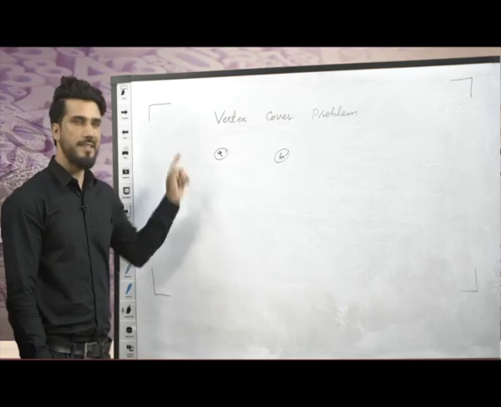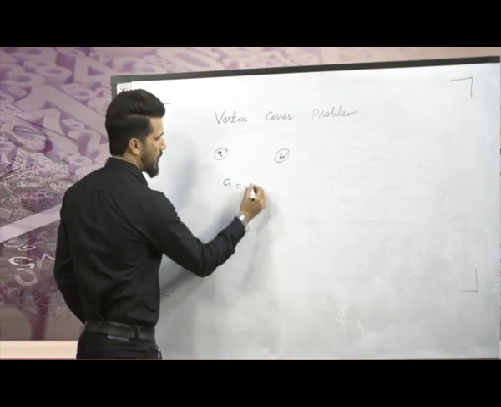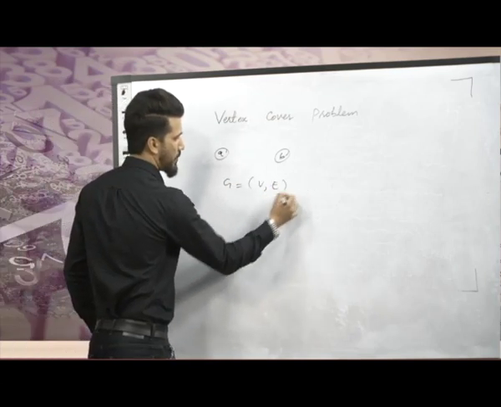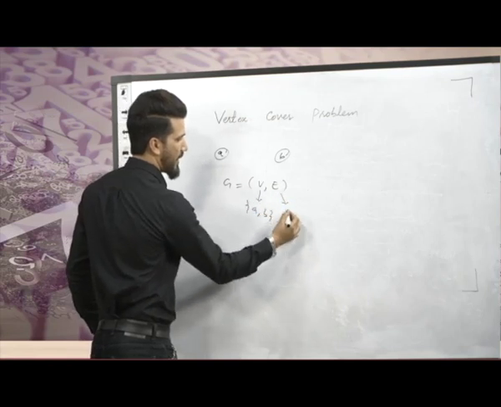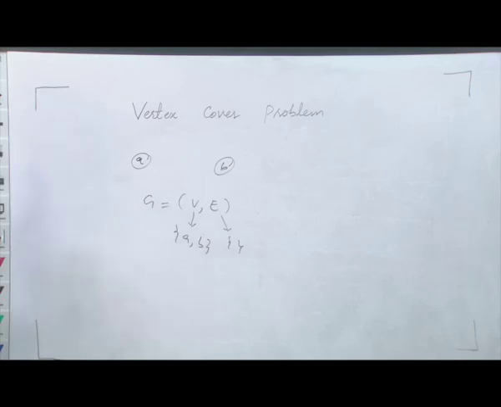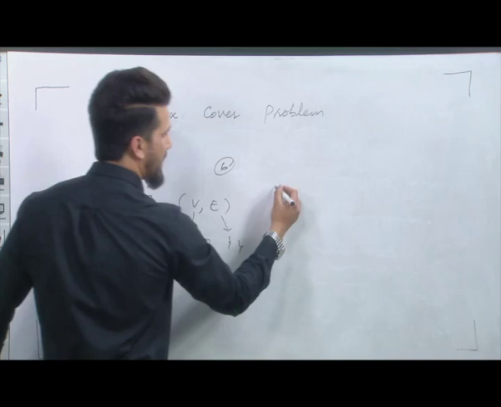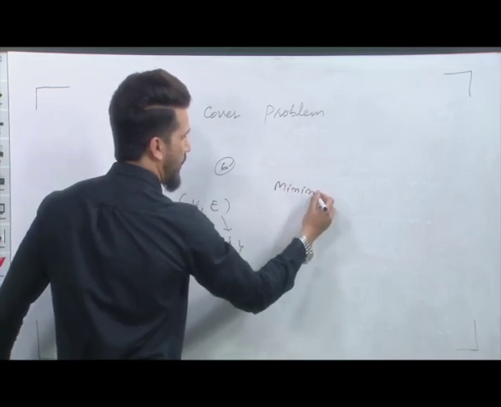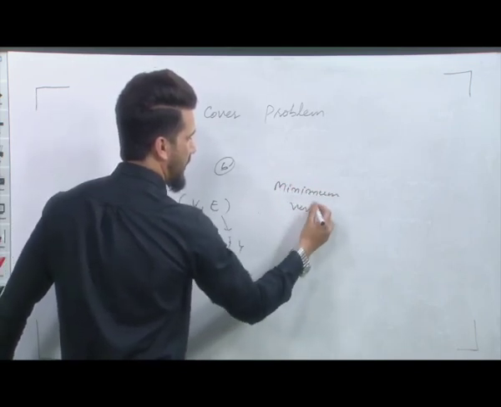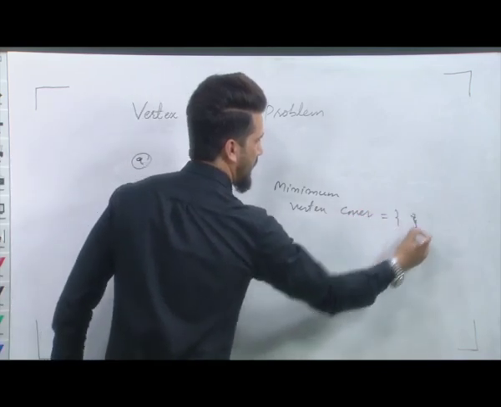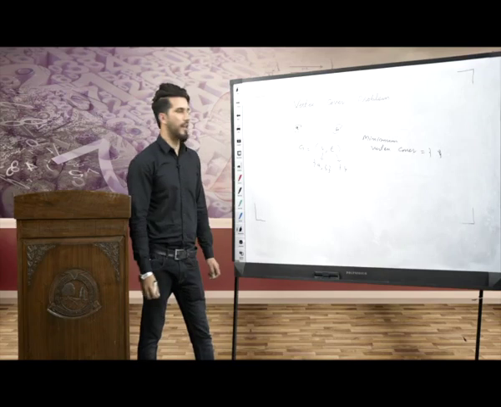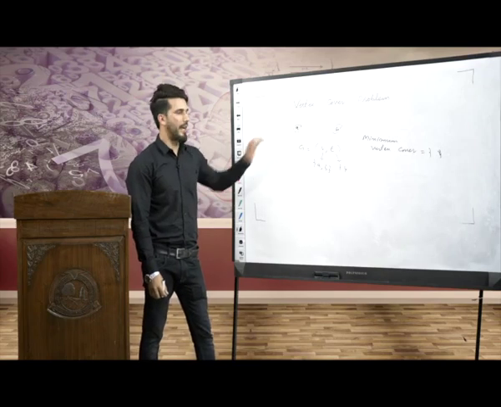The graph is of this form, where the vertex set contains A and B and the edge set is empty. There are no edges in the graph. Now, the minimum vertex cover for this graph will be an empty set. There is no MVC for this graph.